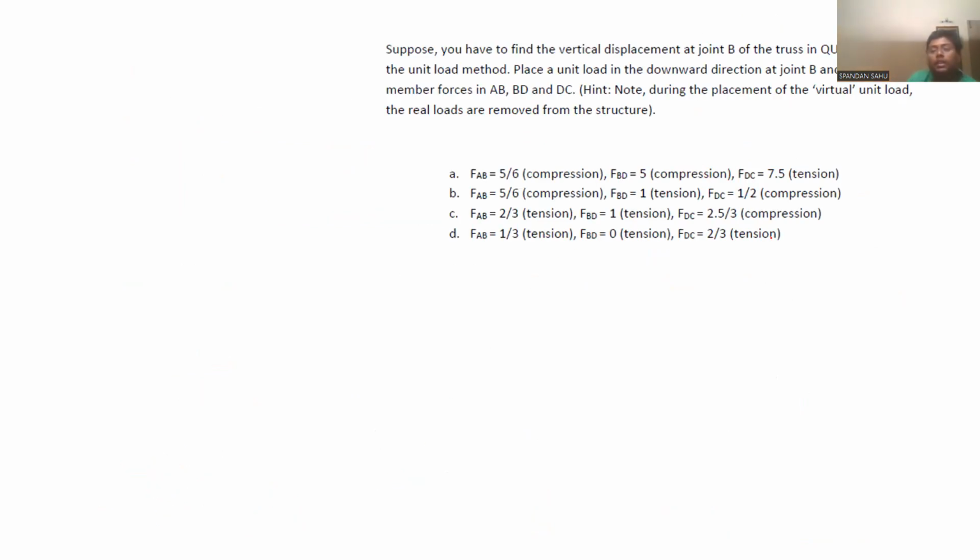Now the next question is asking about, for that same question, that is question 1, we need to calculate that vertical displacement. So before that, we need to put that unit load at joint B. So the statement is written, place a unit load in the downward direction at joint B and calculate all the member force in AB, BD and DC. So let us redraw the truss and put that unit load at joint B.